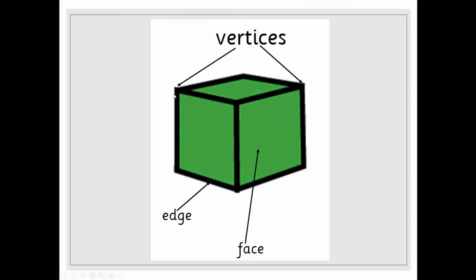So this is a cube. The most common one of these you will have around your house is probably a dice. And it's got vertices, it's corners. It's got faces, it's got this, that's one face, that's another face, and then instead of having sides, it's got edges. So the big difference is it's 3-dimensional, which is what 3D stands for, instead of 2D.